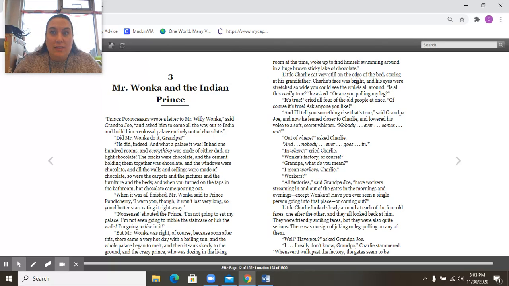Little Charlie sat still on the edge of the bed, staring at his grandfather. Charlie's face was bright, and his eyes were stretched so wide that you could see all the whites all around. "Is all this really true?" he asked. "Or are you pulling my leg?" So that's an idiom, and that means, are you joking or are you kidding me? "It's true!" cried all four of the old people at once. "Of course it's true. Ask anyone you like."